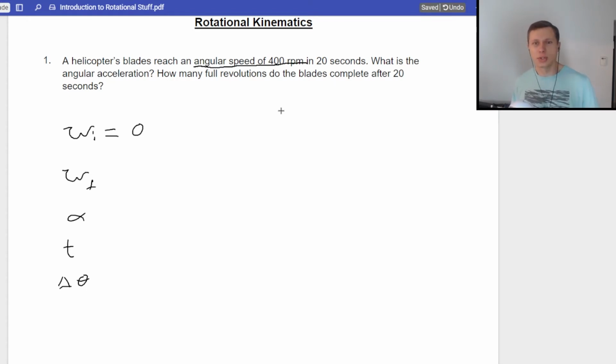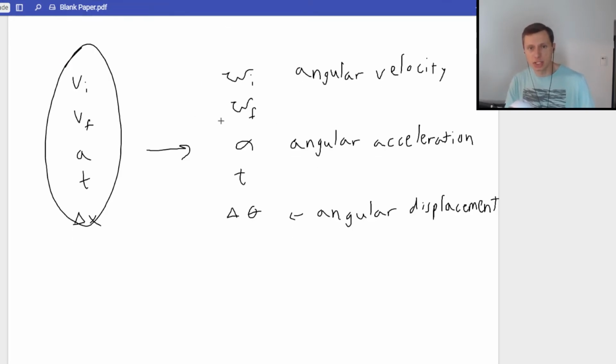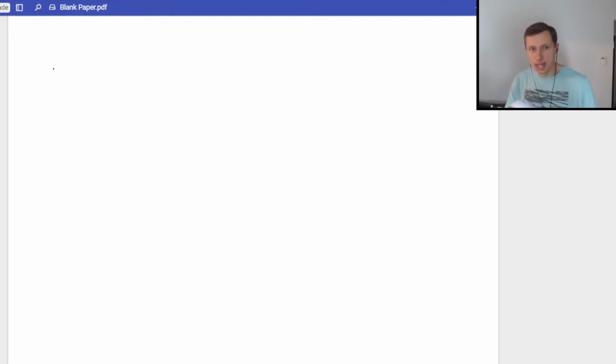But it says 400 RPM. In other words, I'm going to rewrite this as rotations per minute. We do not like rotations per minute in physics. We like units of radians and seconds. So I'm going to have to multiply 400 by some kind of combination of variables here to get me back to radians per second.